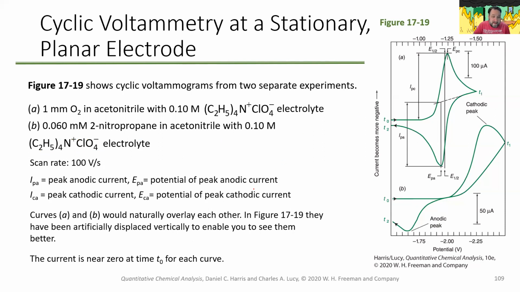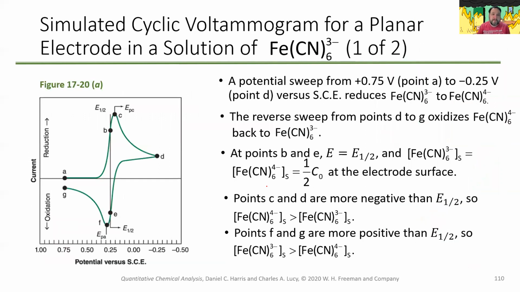One of them, curves A and B would naturally lie over each other in figure 17. They've been artificially displaced vertically to enable you to see them better. So they're just, one's reversible and one's not. So you can simulate one of these guys.